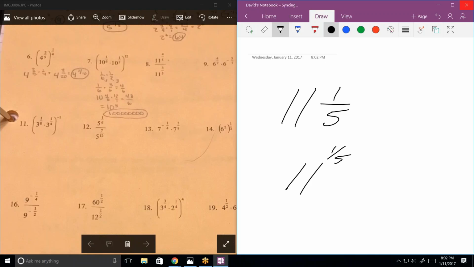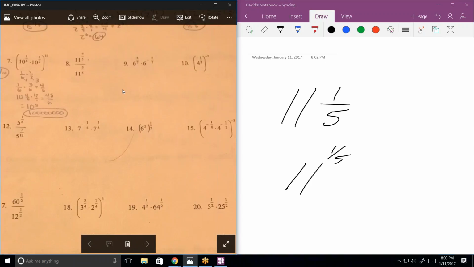You always want to say to the power of, or if it's 2, it's squared or cubed or something. But usually with fractional exponents, it's pretty easy to mix that up with 11 and 4/5. For sure. All right.